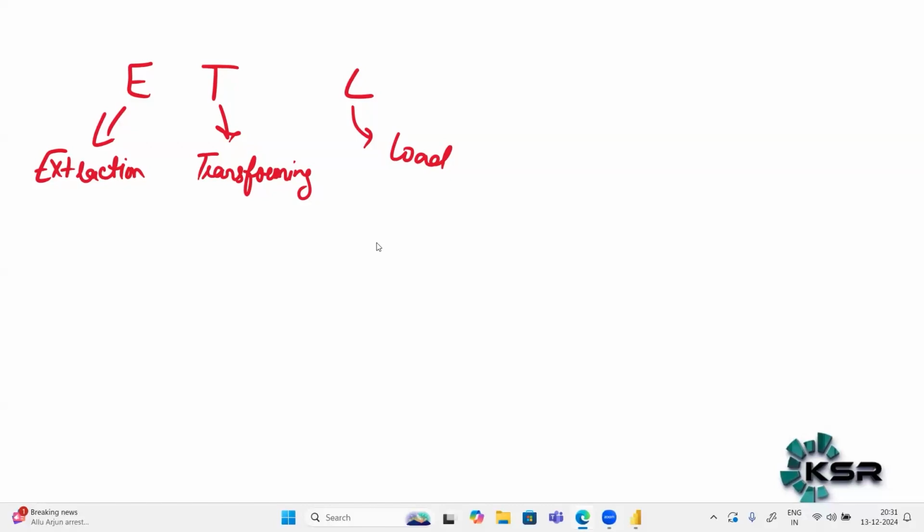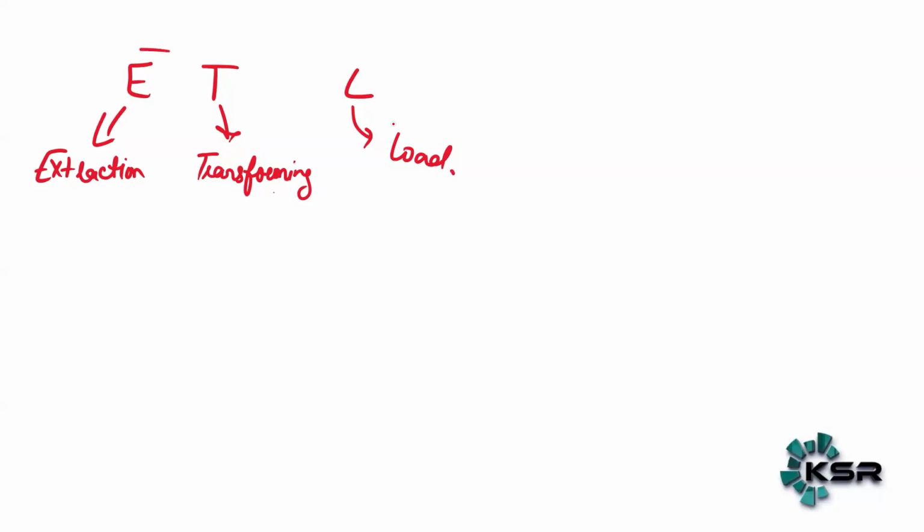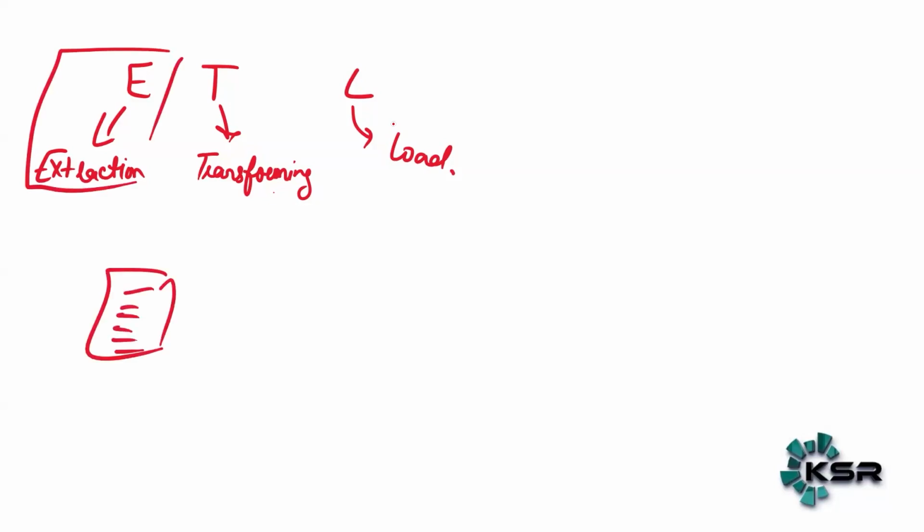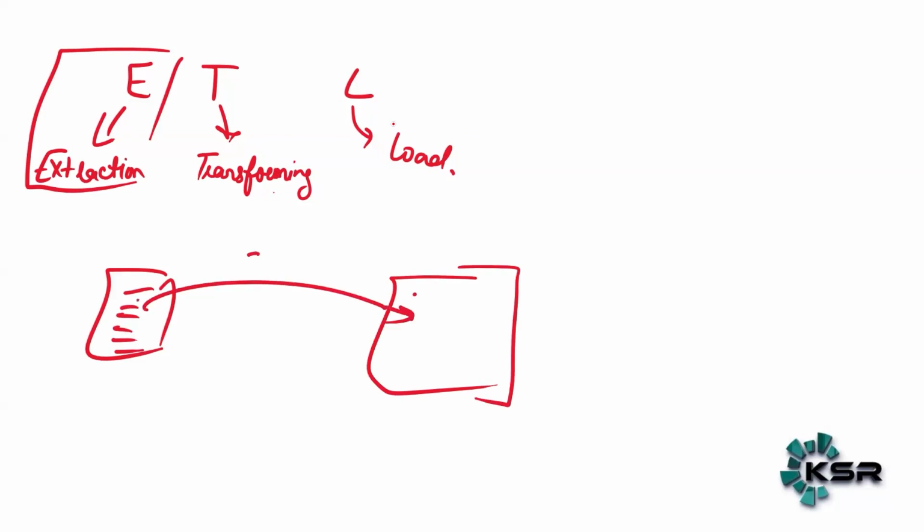Okay. Fine. So you will be extracting, transforming, and loading the data. Extracting is what? Suppose your data is there in some Excel file. This is your Power BI report. So when you click on get data, you are getting the data from the Excel file here. This is extraction.